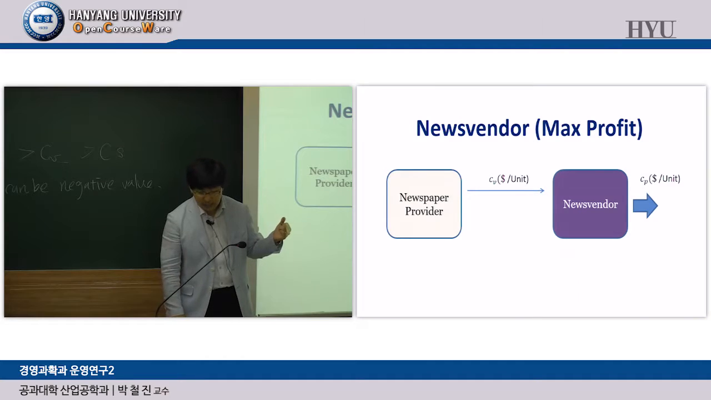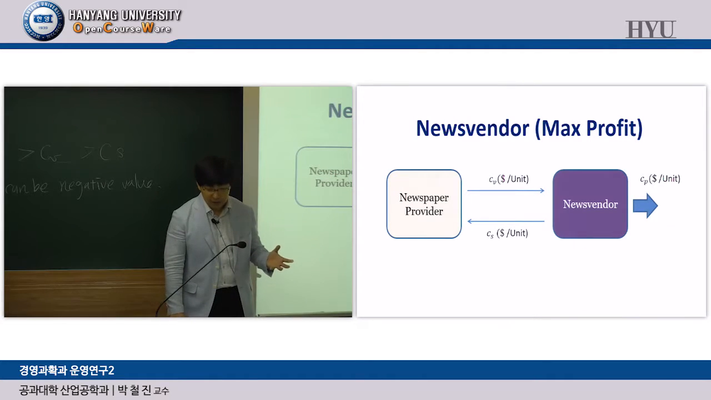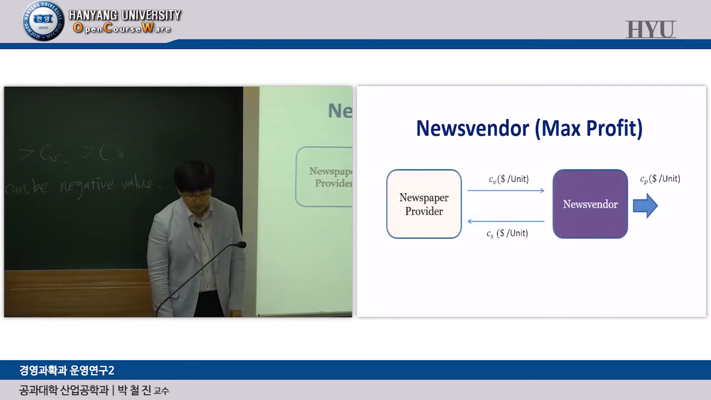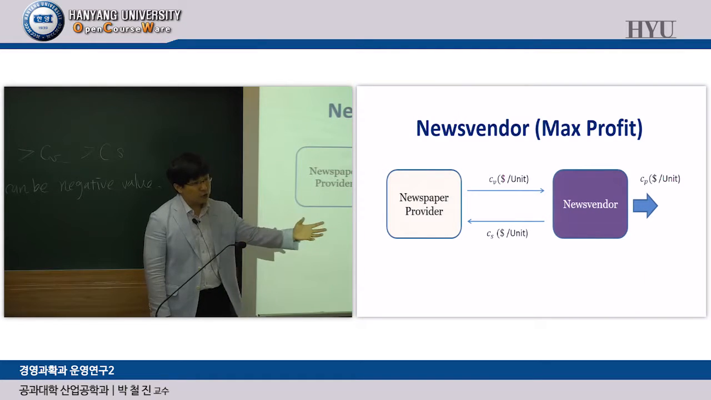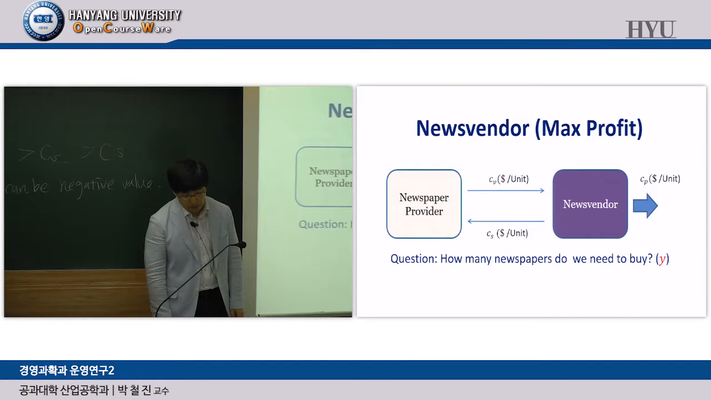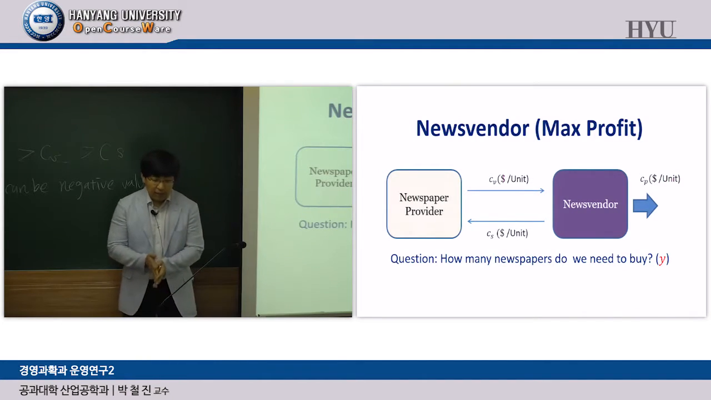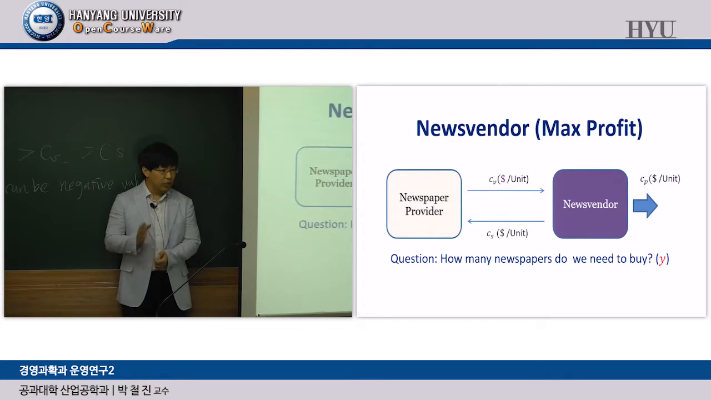And then we can sell it at C sub P dollars per unit to the customer, okay? If there are any leftover items, then we can handle them with salvage price C sub S dollars per unit. And in this structure, we want to buy from the manufacturer, the provider. The question is, how many newspapers do we need to buy? And we need to consider profit and cost.